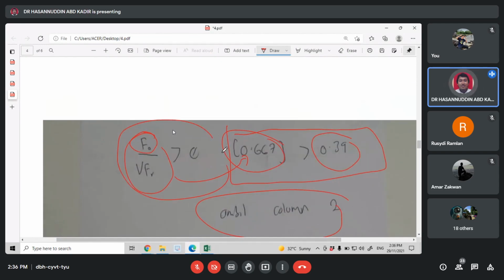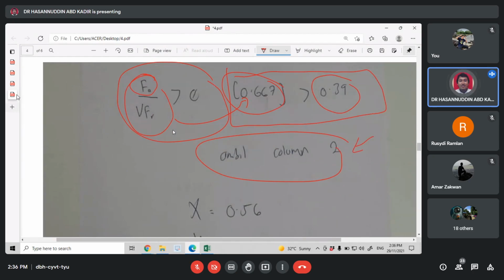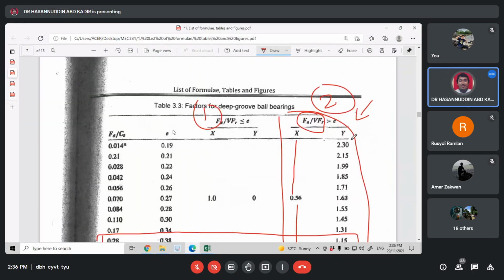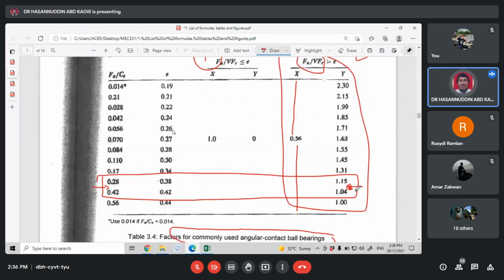Our condition is like this: FA divided by VFR is bigger than the value of E. So that's why we call it column number 2 here. For column number 2 we also need to find the value here because we don't know the value of y exactly. We also cannot easily find the value. 1.04, no, because the value of FA over CS here is not exactly on the table. It is intermediate, in the middle. We have to find the middle part here.